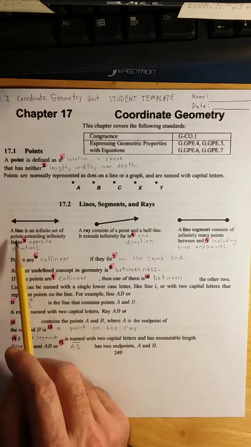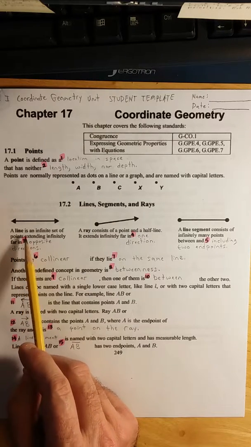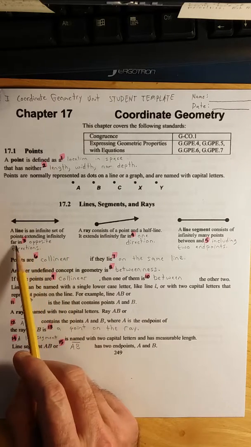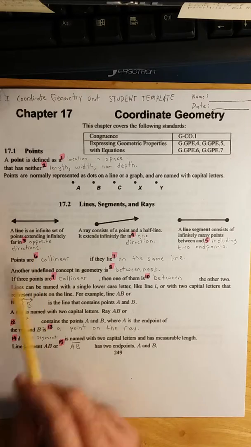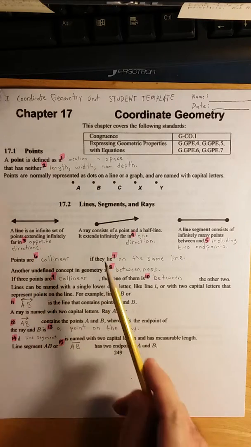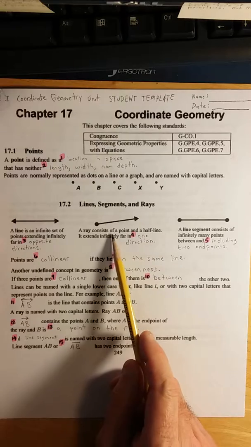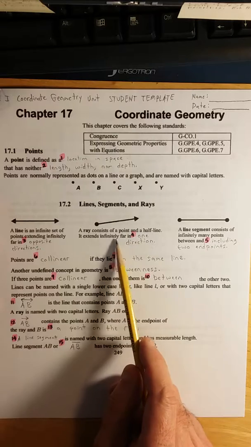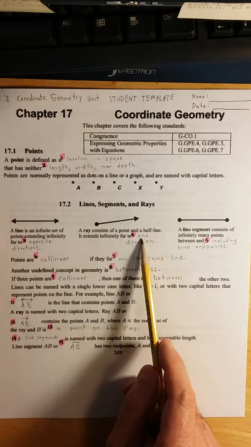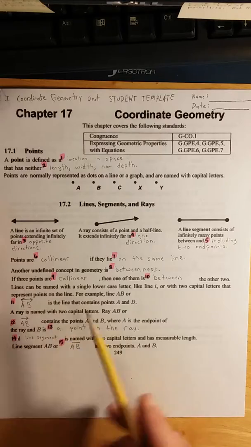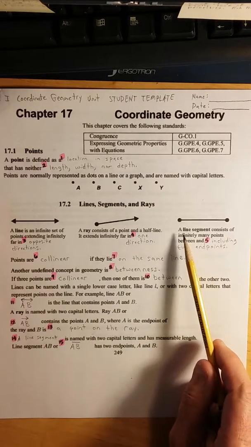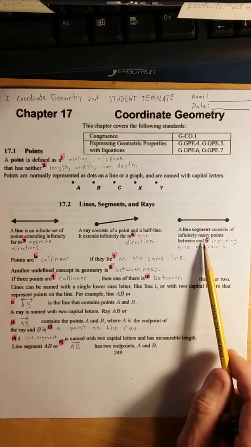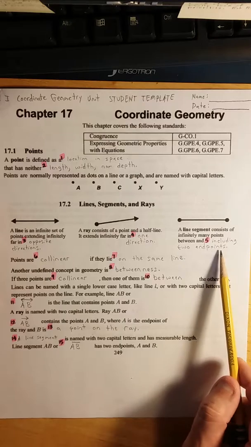All right, let's move on to the definition of a line. A line is an infinite set of points extending infinitely far in opposite directions. Ray. A ray consists of a point and a half line. It extends infinitely far in one direction. And then a line segment. A line segment consists of infinitely many points between and including two endpoints.